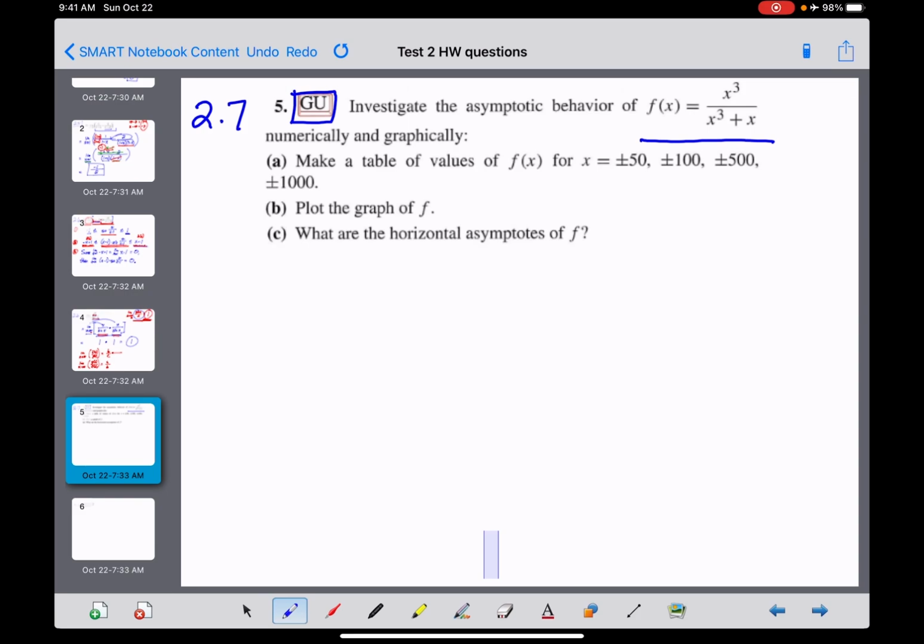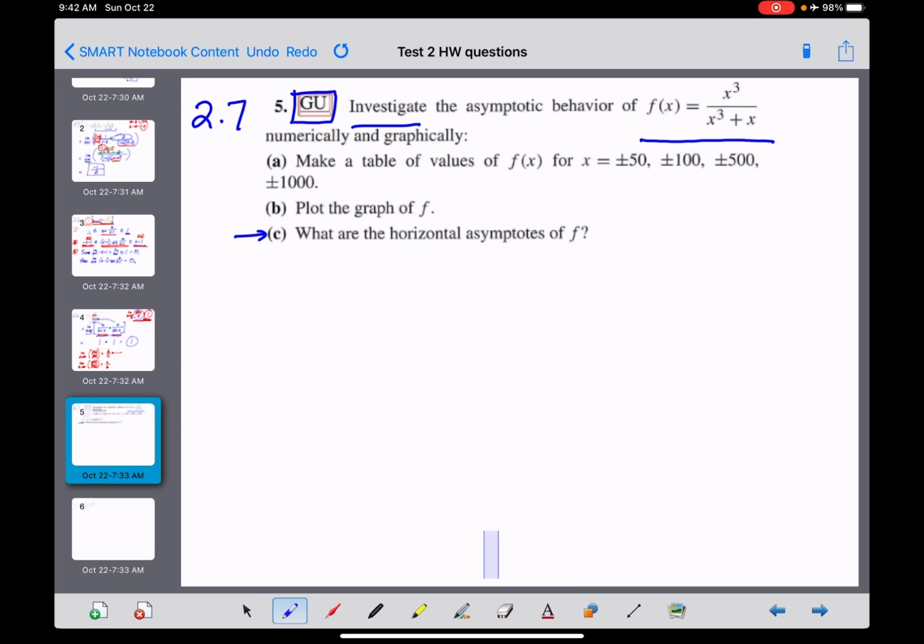So this one right here is a rational function. f of x is equal to x cubed over x cubed plus x. So they want you, notice, to investigate what's going on right here, but they're asking you 3 questions, and the third one is really the important one. What are the horizontal asymptotes of f? And that's actually, interestingly, the problem we should be able to answer without our calculator, because we have learned hard and fast rules for the horizontal asymptotes of rational functions.